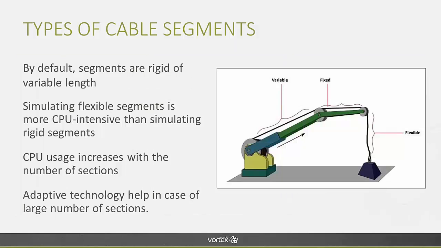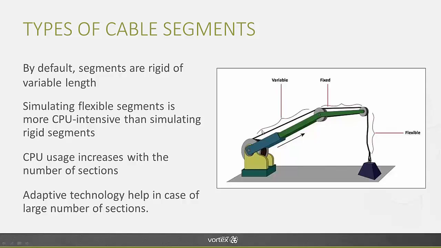By default, the cables are rigid of variable length, for example, between a winch and a pulley. Simulating a flexible segment is CPU intensive, therefore it's better to set cable segments as rigid whenever possible. The CPU usage increases with the number of sections, so very complex cables are more computationally intensive. Adaptive technology will help in case of a large number of sections. We'll take a look at it later.